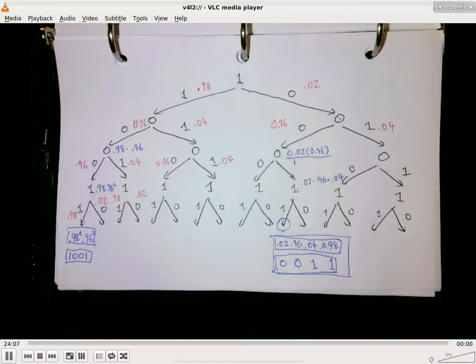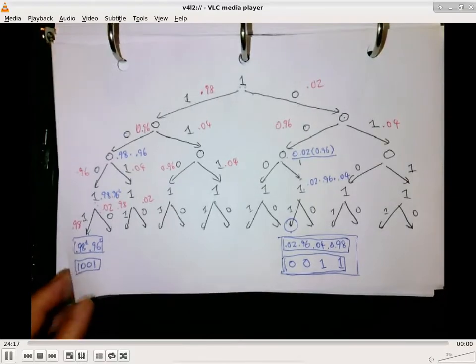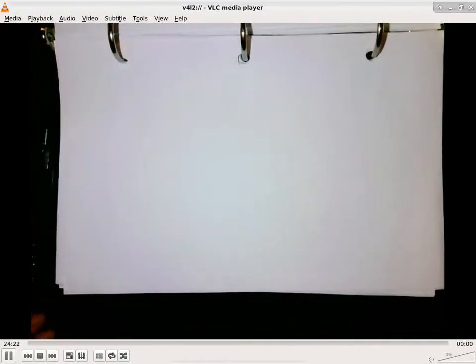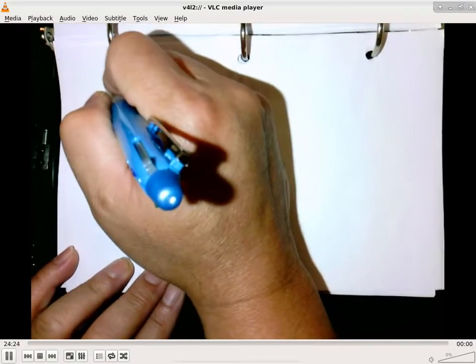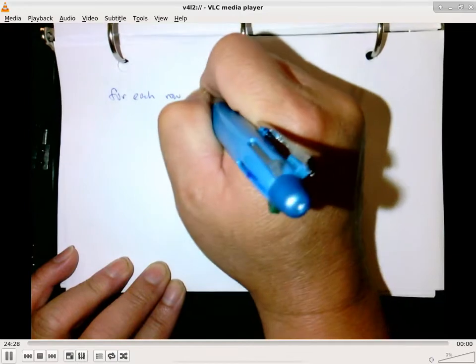So are we still doing okay so far with this? Yeah. Still a little confused on how that results in the 1001. Is that just that it has the highest probability on that side, or? Okay, how about this? You can also express it like this. So you can say for each row, the pattern is, so you say A, B, C, D.